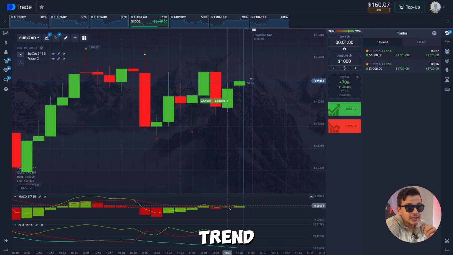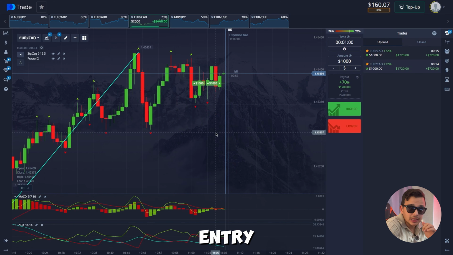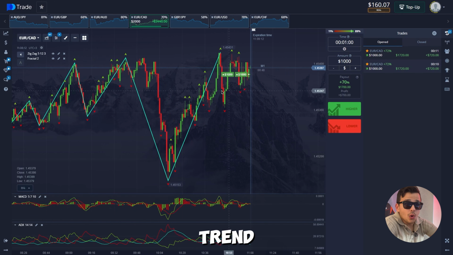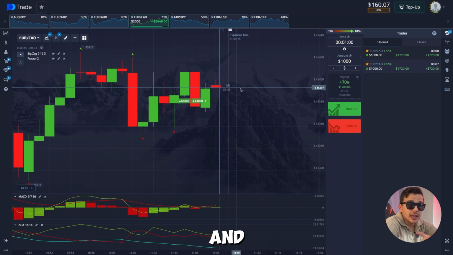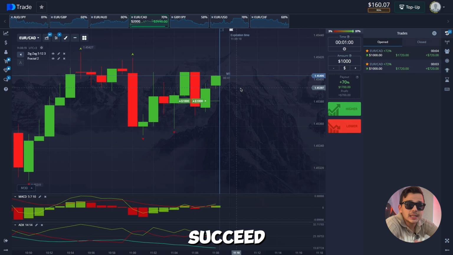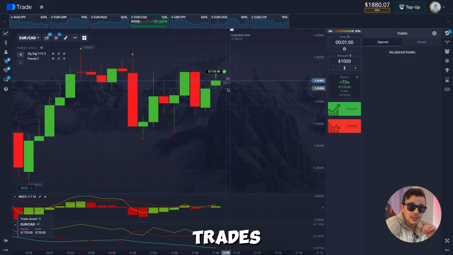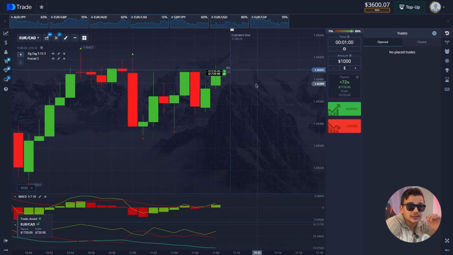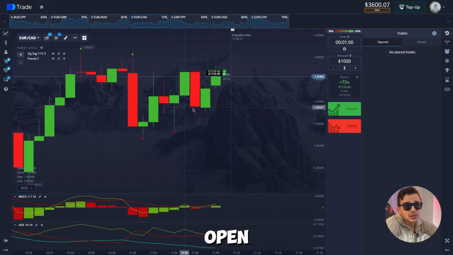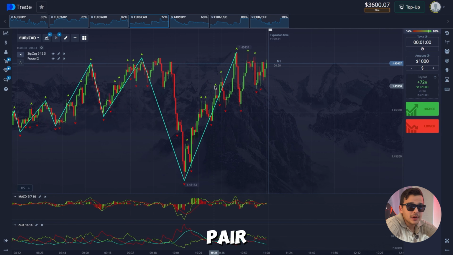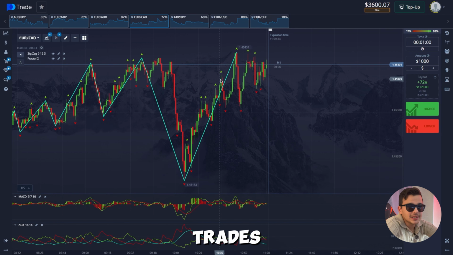Opening on the trend is a very good entry into the deal always, because the trend always helps every trader, and opening on the trend is always more likely to succeed than against it. So we have closed the next trades to consolidate the result. I propose to open trades for the amount of $3,000. Let's choose the final currency pair and open the final trades.